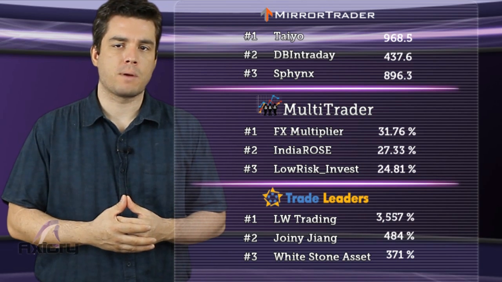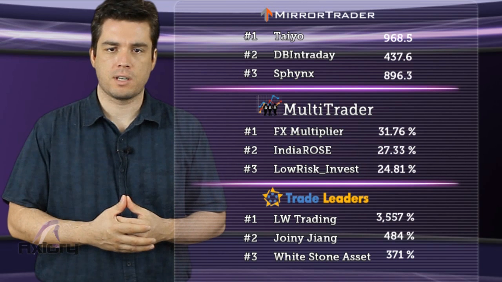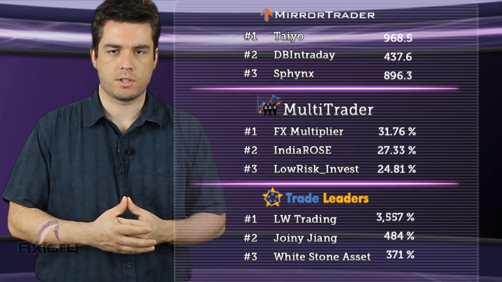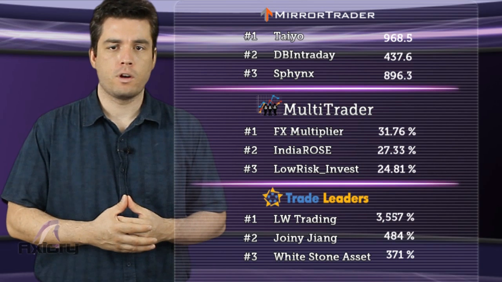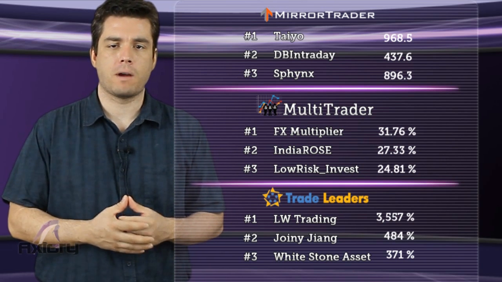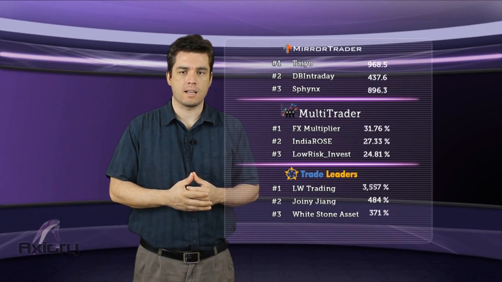FX multiplier was able to rise by 0.08% in monthly gain to 31.76% in total. India fell slightly by 0.27%, and low risk invest is holding at 24.81% at third position. A 42% rise was recorded by LW trading in trade leaders, while Johnny Jing fell by 3%, as Whitestone Asset and LW trading was able to rise and gain 2%.